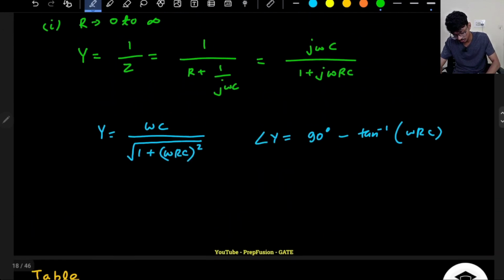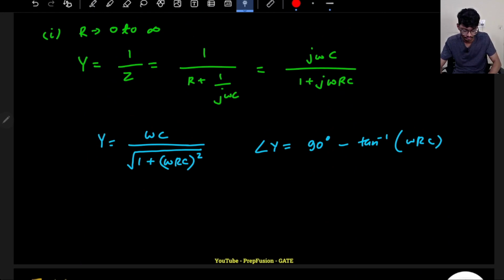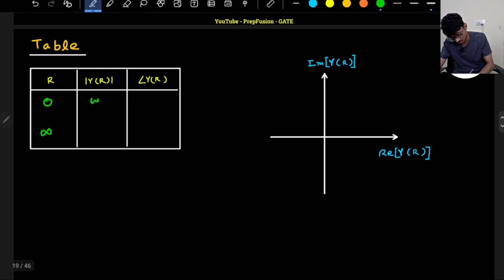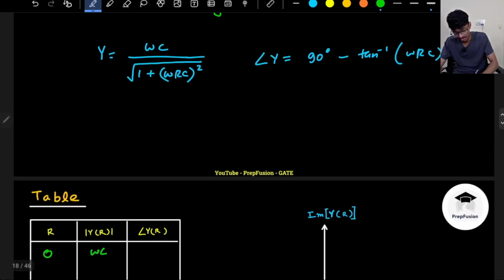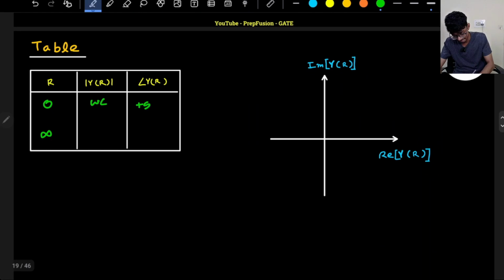So if R is 0, what is the magnitude? Again, magnitude is omega C. Previously it was 0. Now magnitude is omega C. And what is the phase? If R is 0, this is 0, so it is plus 90. So this will be plus 90.